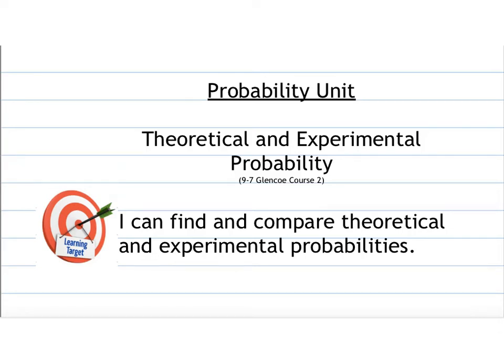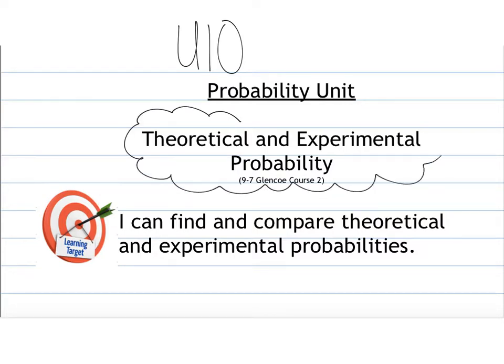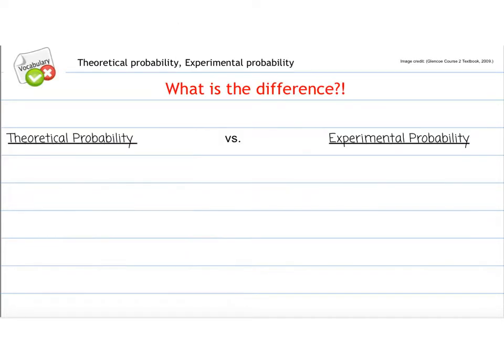Hi, sixth graders. We are on our last lesson for Unit 10, so you can label your page Unit 10. We're still in our probability unit, and we're talking about theoretical and experimental probability today.